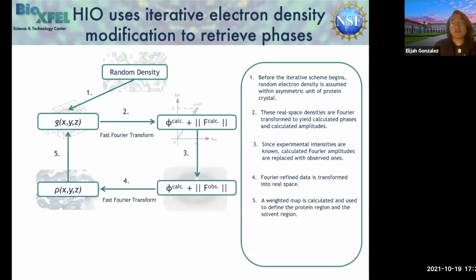So in order to have some sort of support, we're going to need to define it in the first place, and we're going to define it by calculating a weighted density map, and then saying, okay, based on this weighted density map, I probably have some idea of where the protein region is and where the solvent region is.